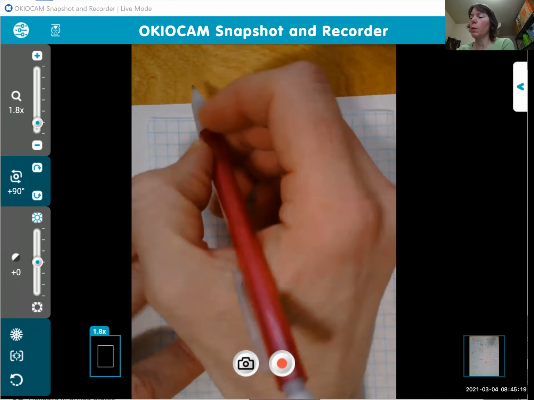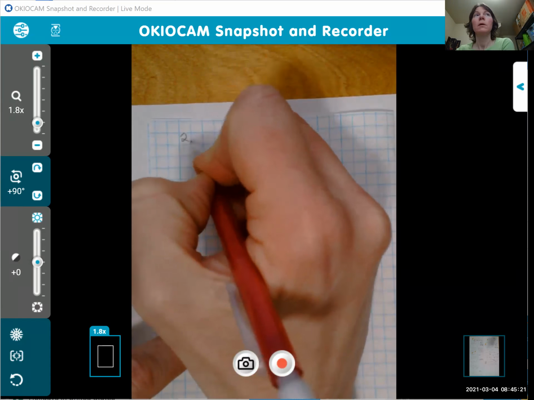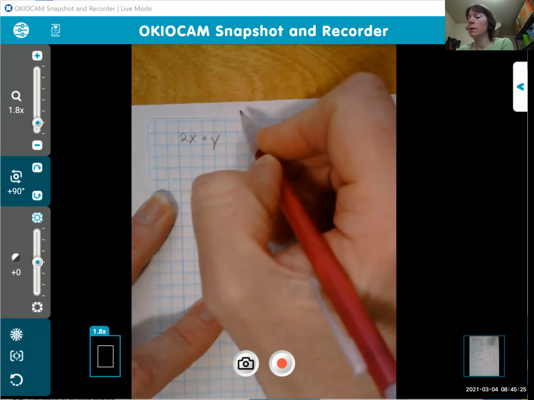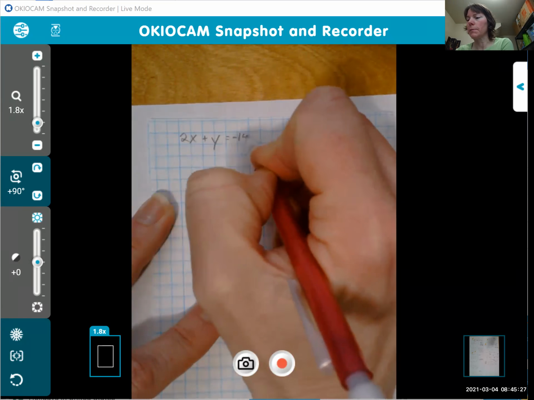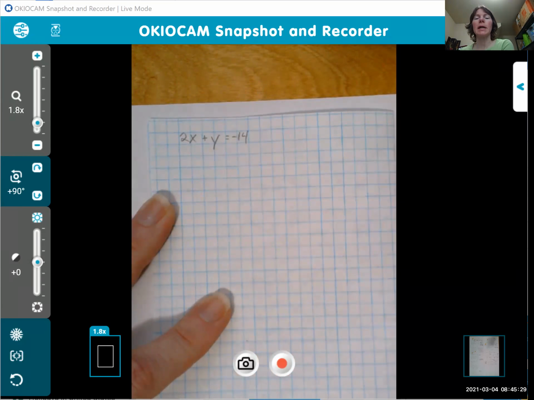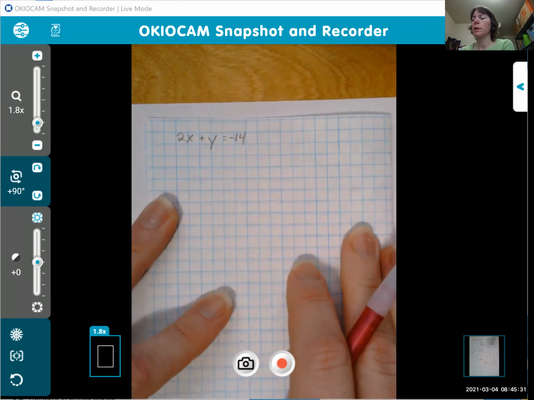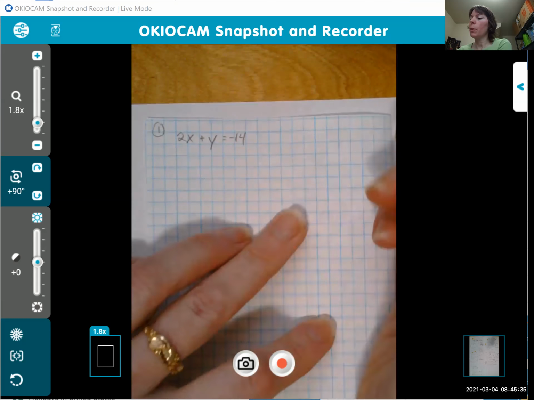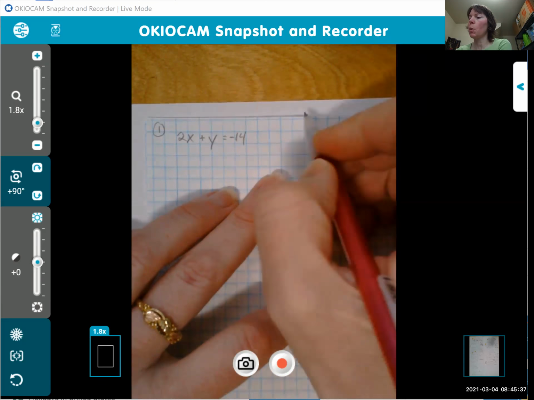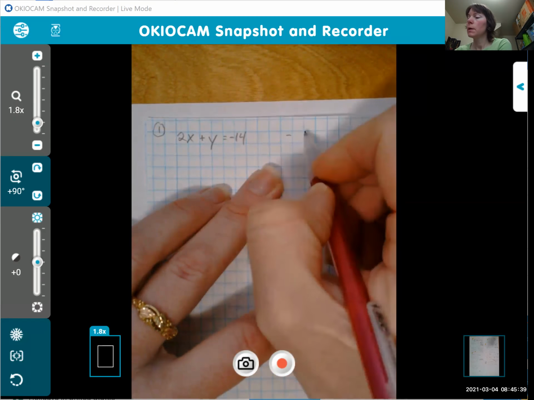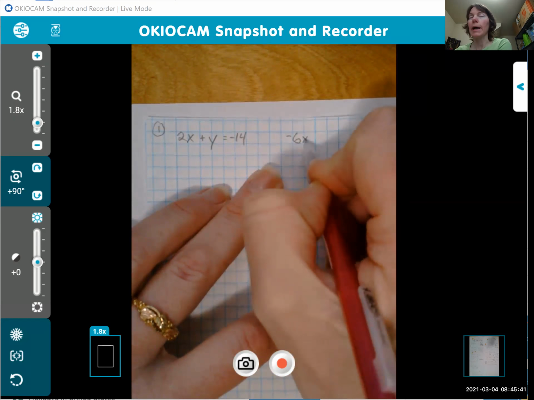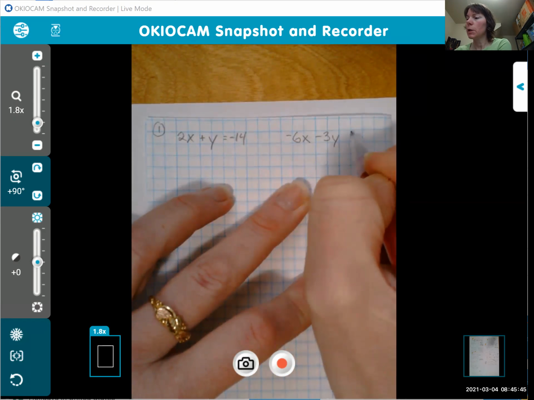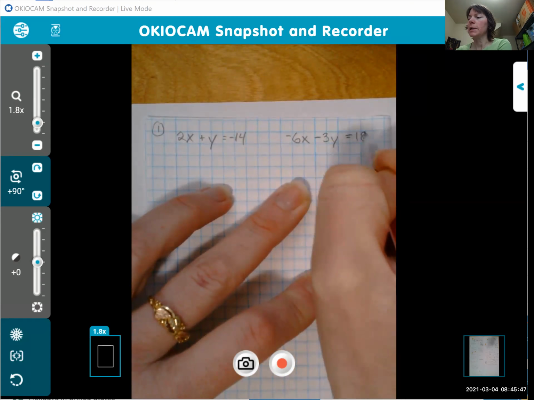All right, so the first equation is 2x plus y equals -14. And I'm going to write these side by side as we go down here. Okay, so this is number 1. And the other equation I'm going to put over here next to it, and I'll explain why I'm doing them side by side in a minute, is -6x minus 3y equals 18.